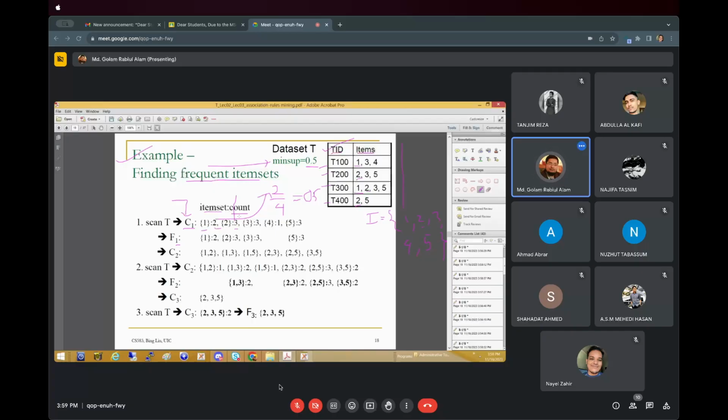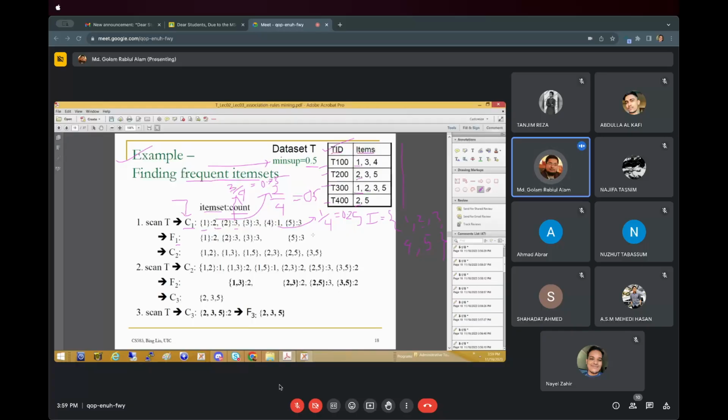Similarly, for item number 2, which appeared 3 times, the support will be 3 by 4, that means 0.75. In this way, item 4 appeared just one time, so the support is 1 by 4, that is 0.25.